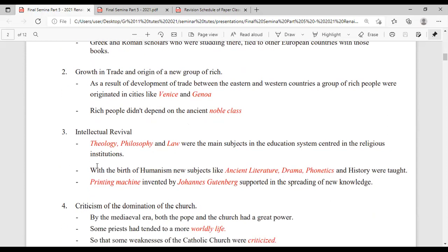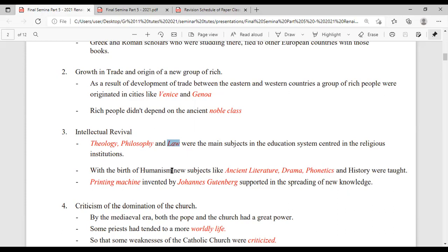Intellectual revival is the third reason. Theology, philosophy, and law were the main subjects in the education system centered in the religious institutions. Theology means religion. Philosophy, you know, there are many philosophies. And law. Now, what are these subjects? These subjects you cannot criticize, no? Can you criticize the religion? Can you criticize any philosophy? Can you criticize the law? No. No one can criticize. They were the subjects in the educational system. So they were related to feudalism.